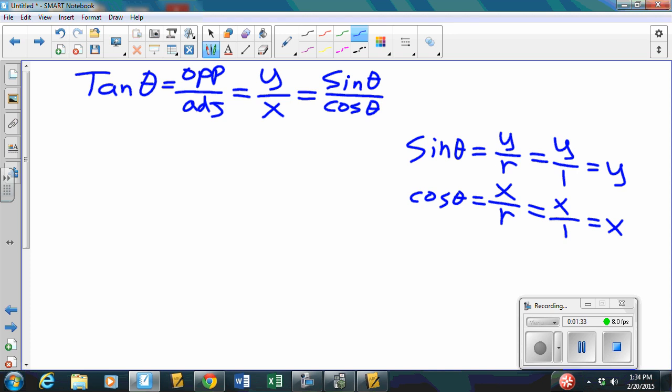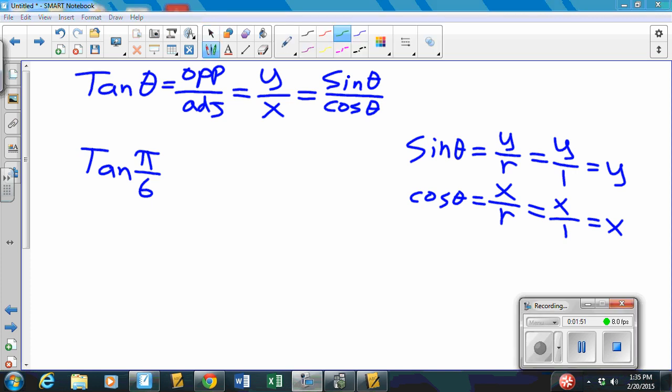So, what if I asked you to find tangent of pi over 6? I'm going to give you guys new groups, 1 minute, to see if you can figure that out. Go. Okay, I'm going to listen to this table right back here.